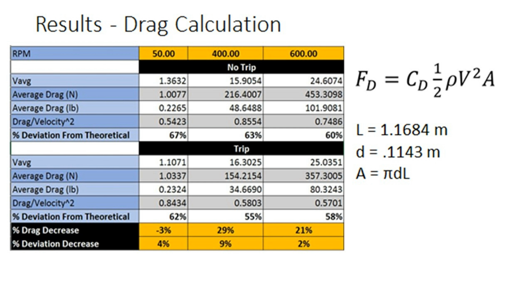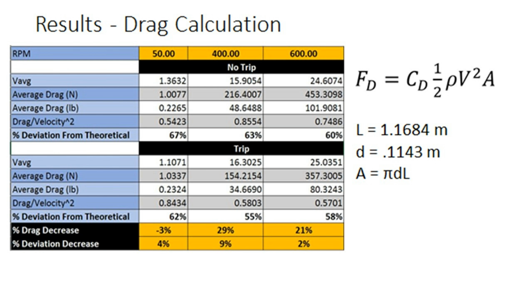For 1 meter per second, drag divided by velocity squared is about 0.54, 15 meters per second is about 0.86, and 25 meters per second is about 0.75. This means that without a trip strip, medium speeds are actually worse for drag.